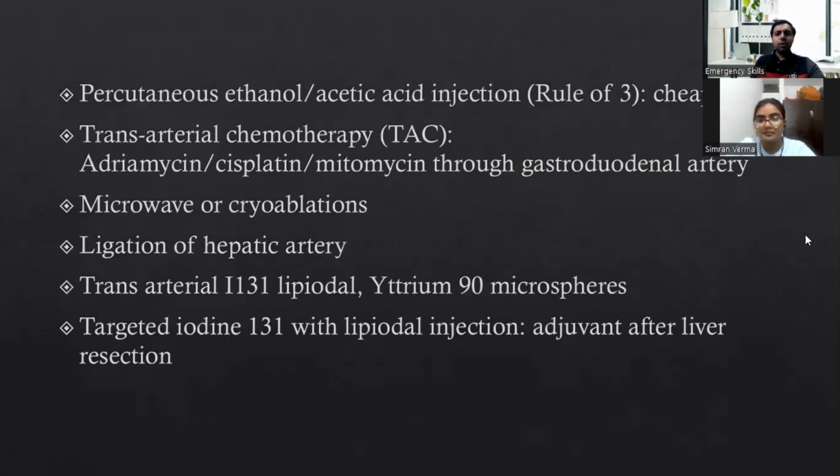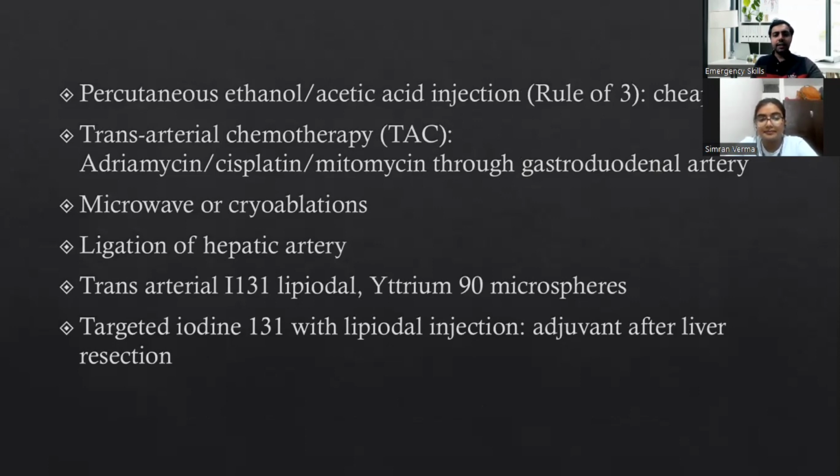Moving on. So we have the percutaneous ethanol or acetic acid injection. It is very much cheaper, so if the patient is not affordable, we can do it. The rule of three here is basically that the tumor should be less than 3 centimeters, and there should be less than three nodules. So we have the rule of three.